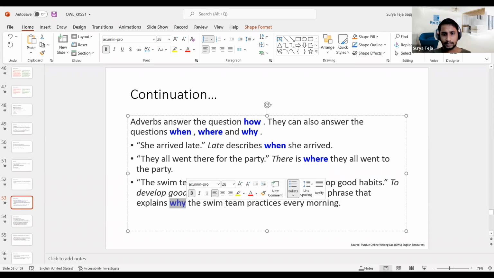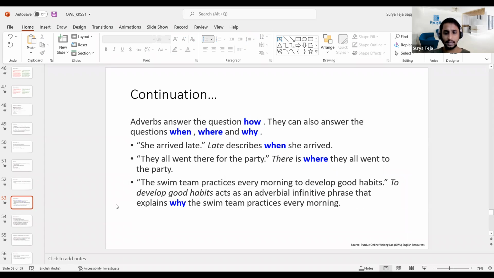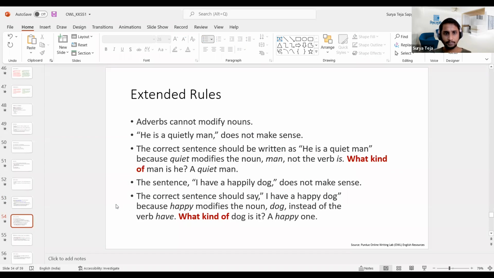So whenever you have a sentence, the best way to identify an adverb or an adjective is that you can simply ask the questions how, when, where, why. If you get answers to these questions from any particular phrase or word in that sentence, that gives us a sense that it is an adverb. So that's how we identify adjectives and adverbs. And we'll see some extended rules of adverbs.